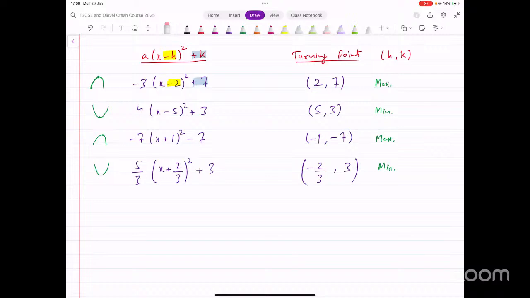Okay. Is that all right? Any problems with this?